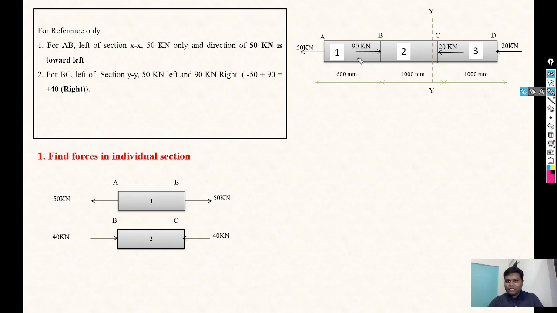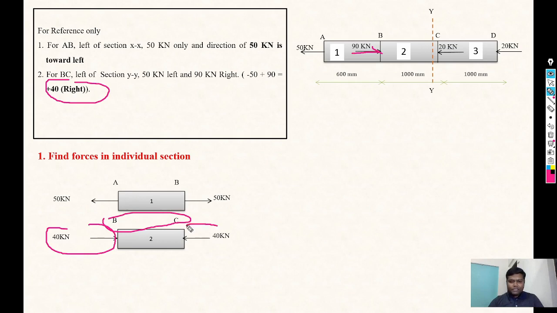On the BC section at point B, this 40 kilonewton is towards right. So for the BC section, 40 kilonewton is towards right. Similarly at point C, we directly apply 40 kilonewton, but the direction of that force is towards left, or towards body. Now BC is completed. Now the next section is CD.